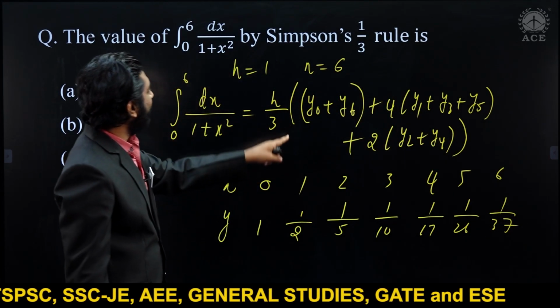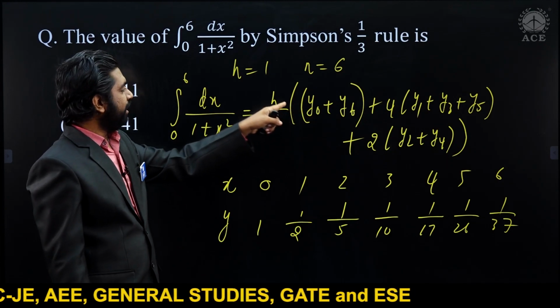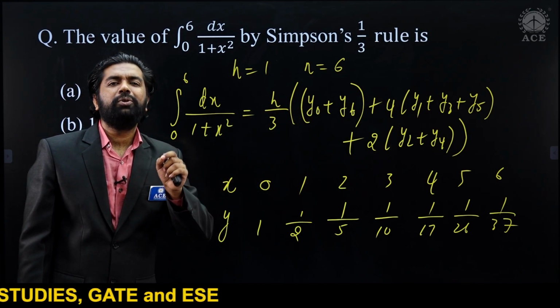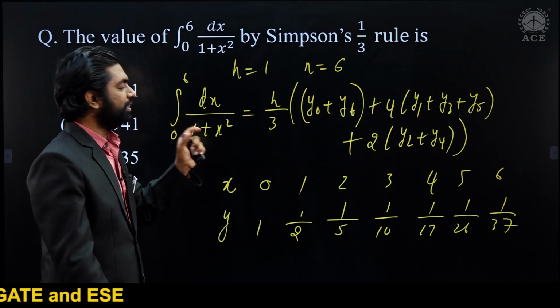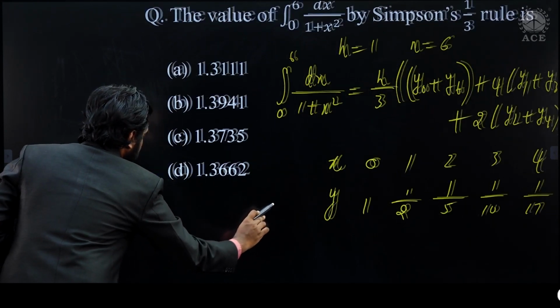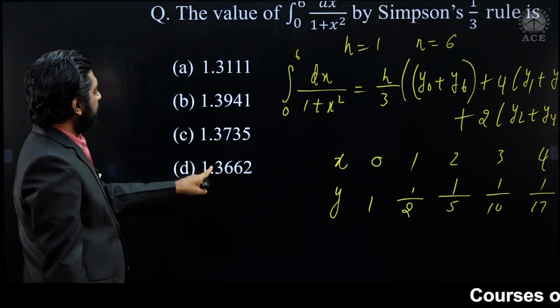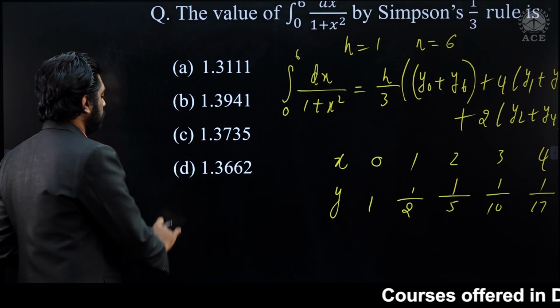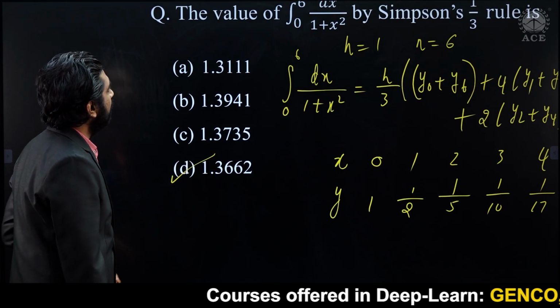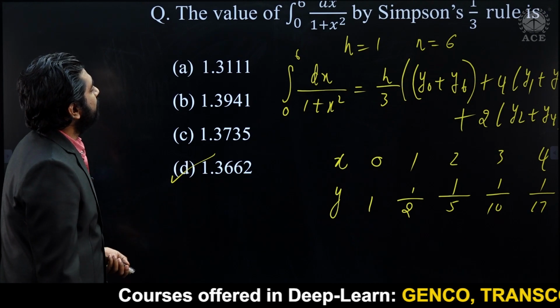You need to substitute all these values into this. H is known, all these values are known. It is all about patience. Substitute, simplify. It turns out that the answer for this problem is 1.3662. So this is the answer. Let's go to the next problem.